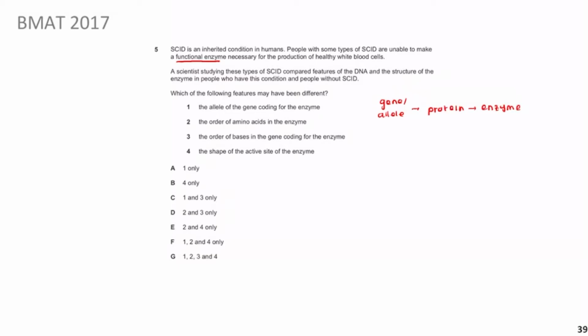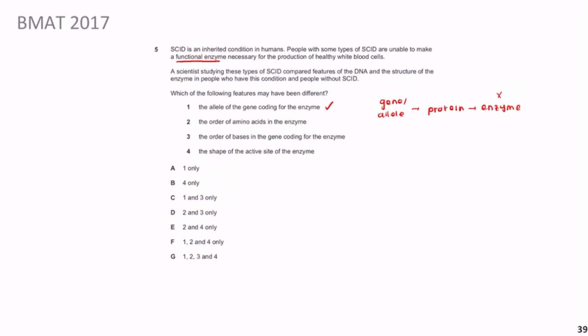And basically, these people don't have this enzyme. So essentially, anything along this path can be messed up so that they don't have the enzyme. So the allele of the gene coding for the enzyme, yes, that can be different. Perhaps they can have a mutation in that allele, which means, for example, you get a frame shift and therefore you get a truncated protein. That's obviously going to be called a nonsense mutation, and therefore you don't make the protein, and therefore you don't make the enzyme. So this can definitely be the case, right?